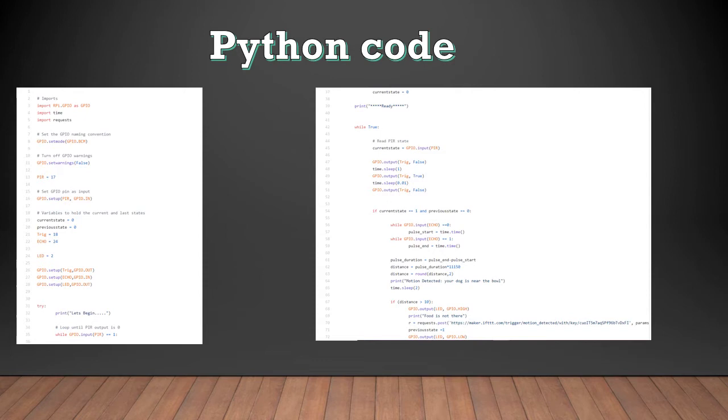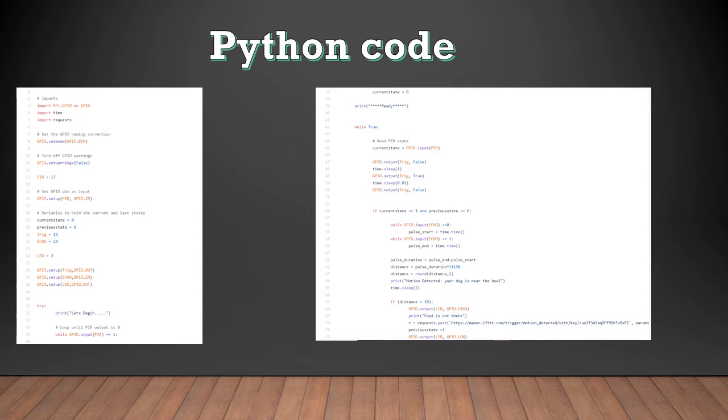The code begins and it will print "let's begin", and then it will check GPIO input of PIR, which is connected at GPIO 17, and if 1, then it will set current state to 0, and then it will again print "ready". While true, current state will be GPIO.input of PIR, and then it will set GPIO.output for trig false, and then again trig true, and then again trig false.